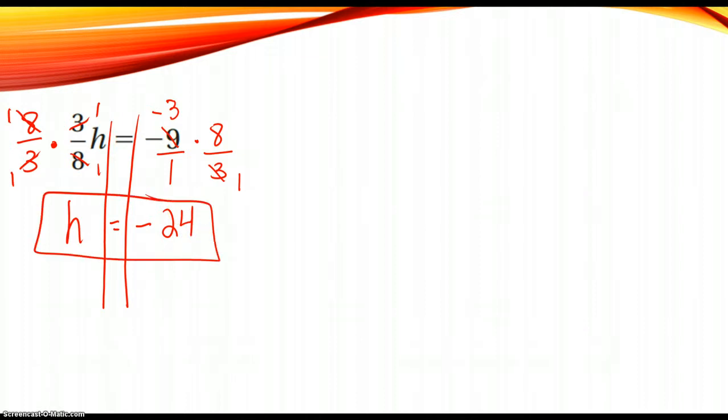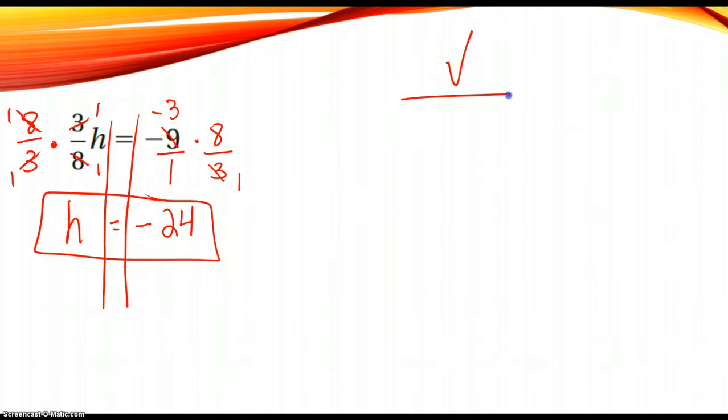And now I'm going to change this negative 9 to negative 9 over 1. And I'm going to look for any cross cancellations. Here, 3 and negative 9 can be divided by 3. 3 will become a 1, and negative 9 will become a negative 3. So when we multiply straight across on this right side, we get negative 3 times 8. That will be a negative number. Negative times a positive is a negative. Negative 3 times 8 would be negative 24. So we say h equals negative 24.